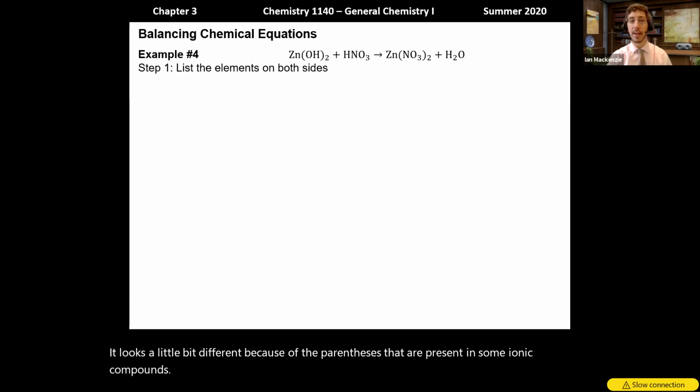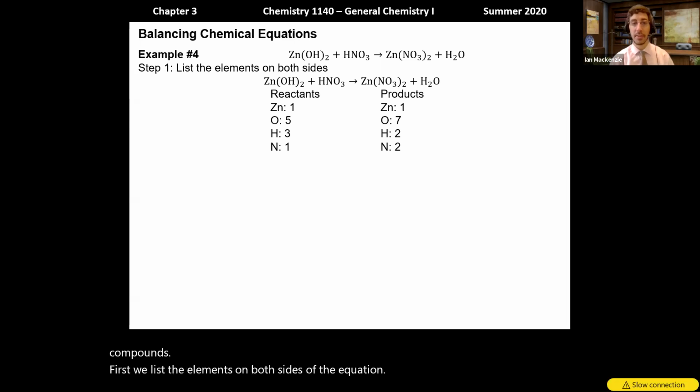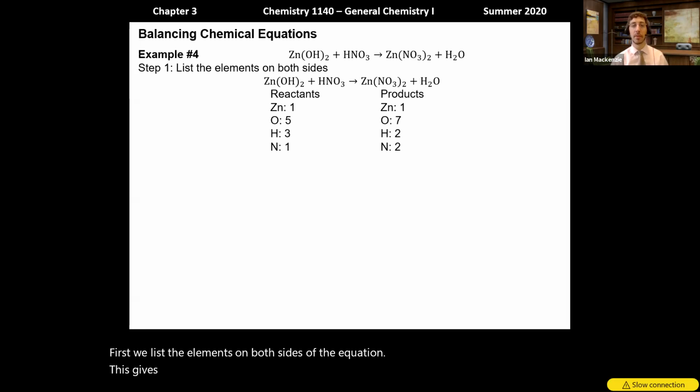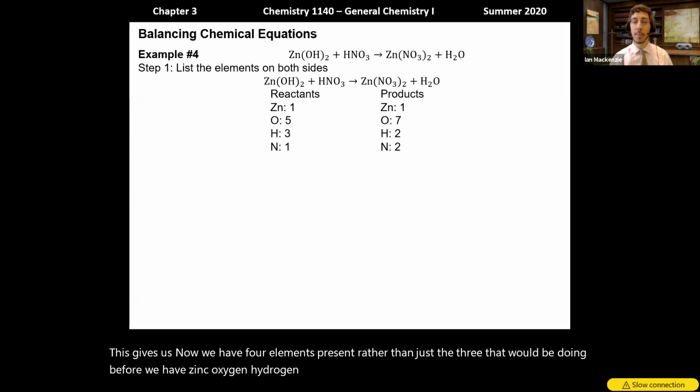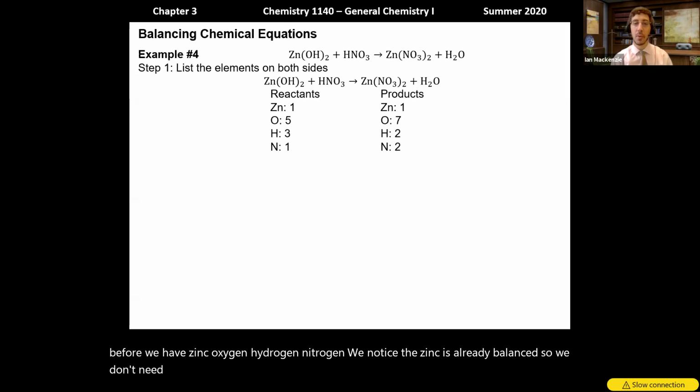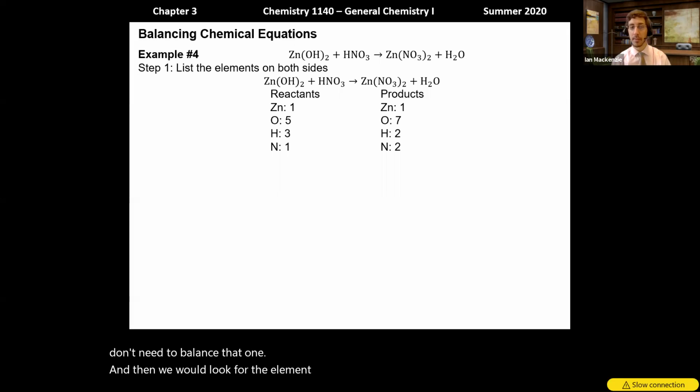So first we list the elements on both sides of the equation. This gives us 4 elements present rather than just the 3 that we've been doing before. We have zinc, oxygen, hydrogen, and nitrogen. We notice the zinc is already balanced, so we don't need to balance that one. And then we would look for the element that appears in the least number of formulas.